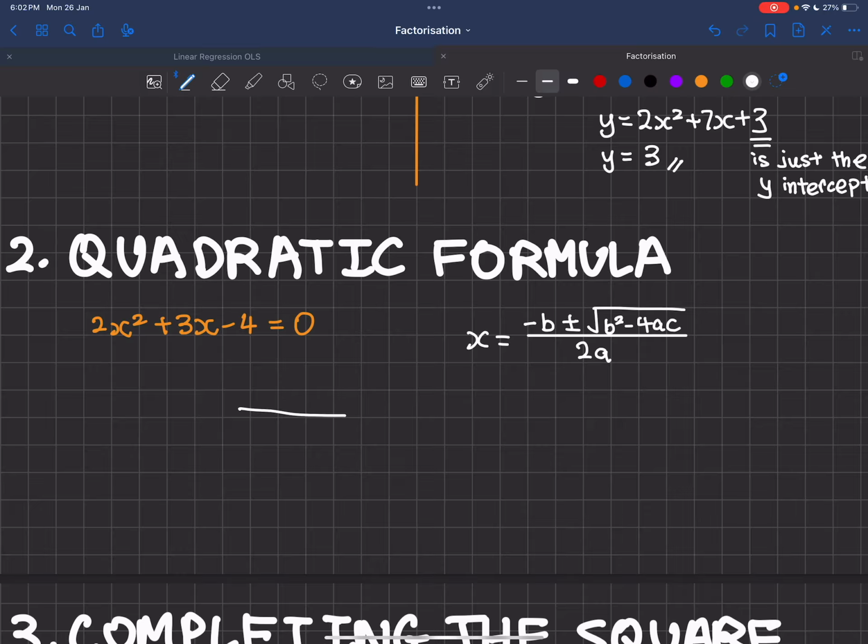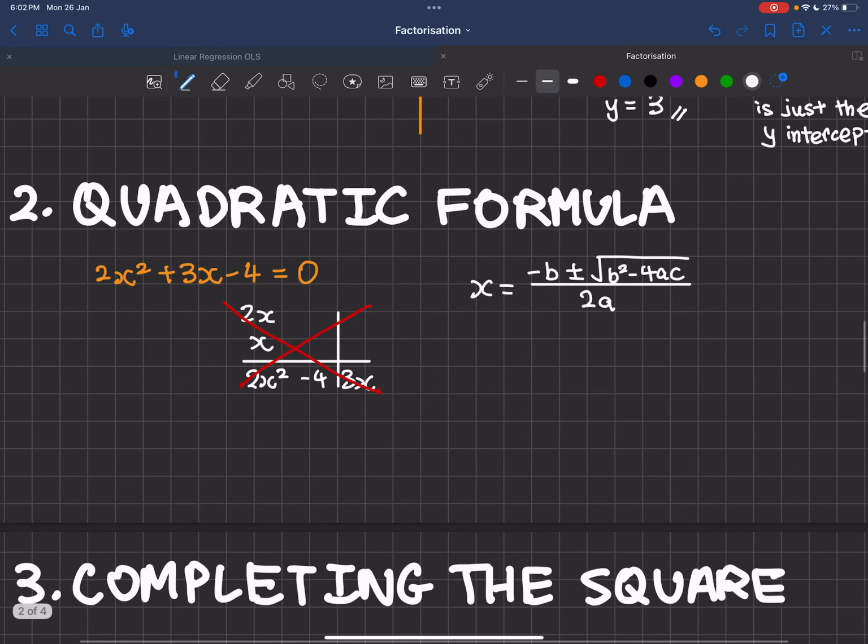If you were to try the method we did above, which is factorization, 2x squared minus 4, 3x, 2x, x, you'll see that it's impossible. Put 4 here, it's impossible. So this method will not work. So we move on to the quadratic formula. Or if the question asks you for it, just plug everything in here.